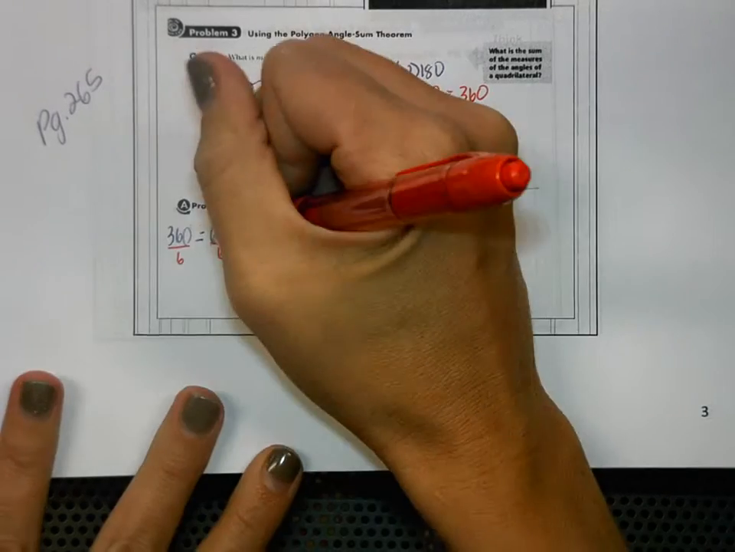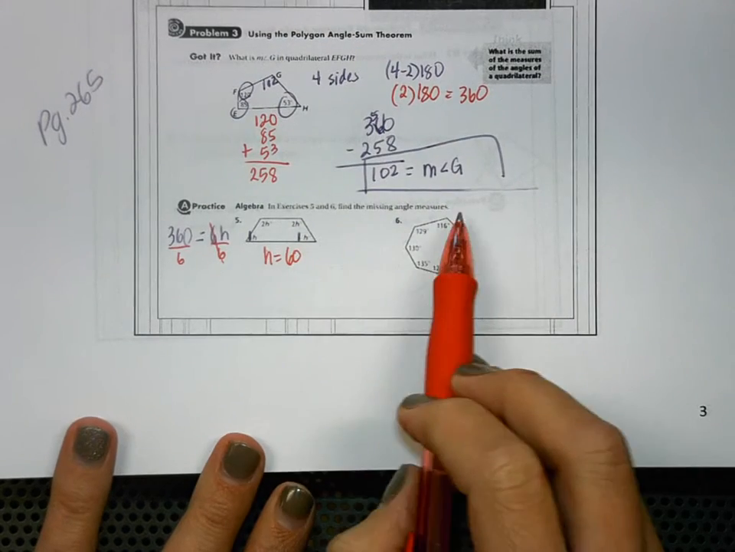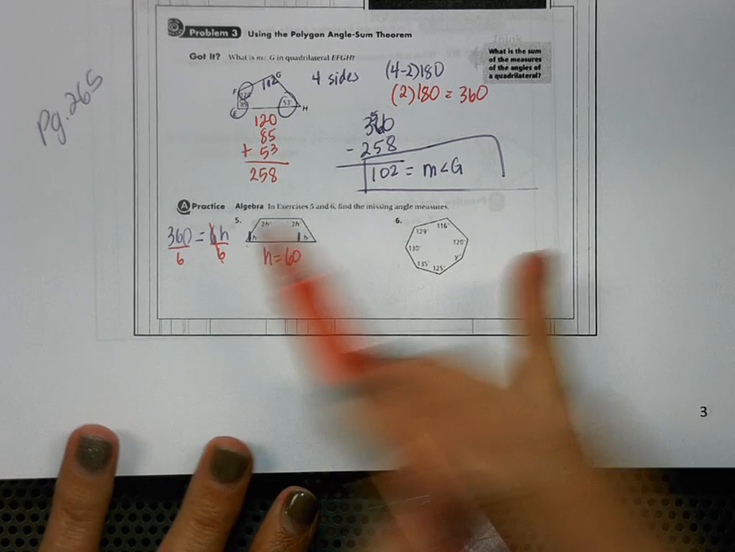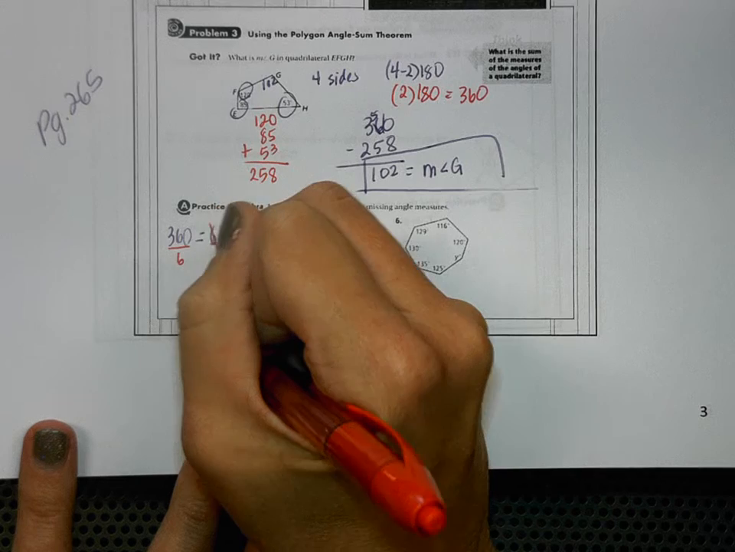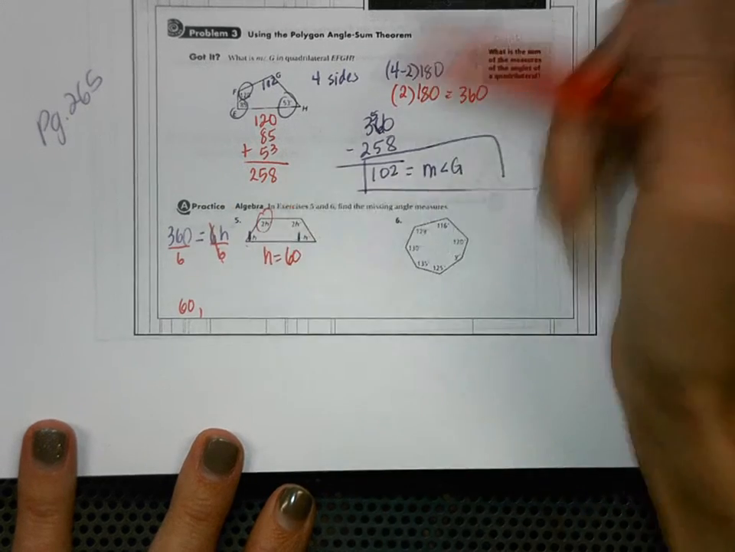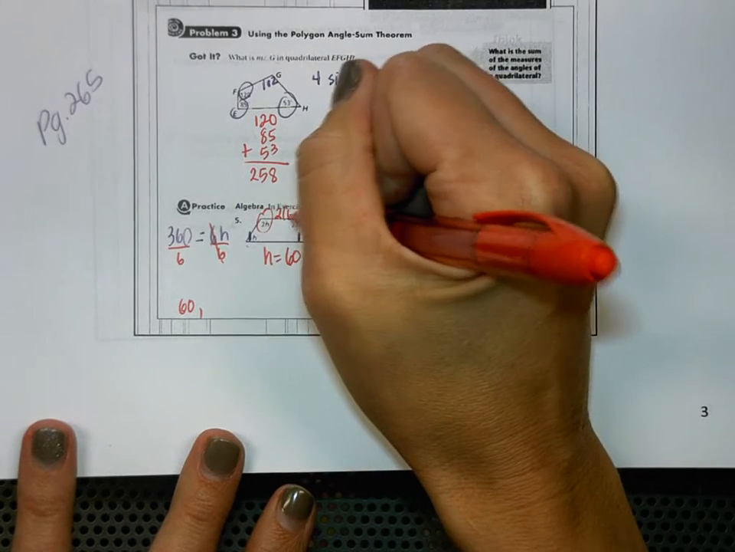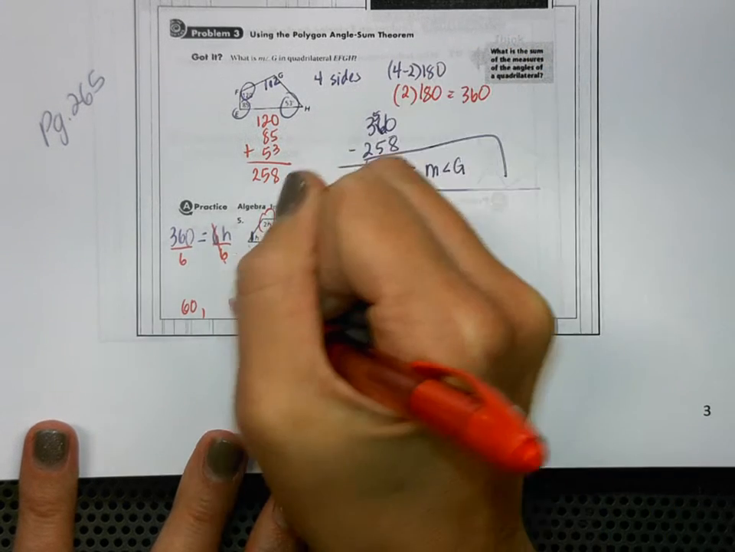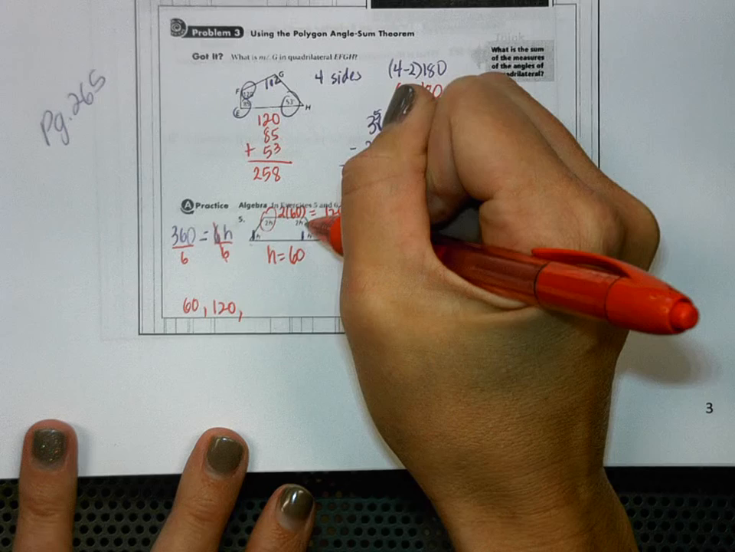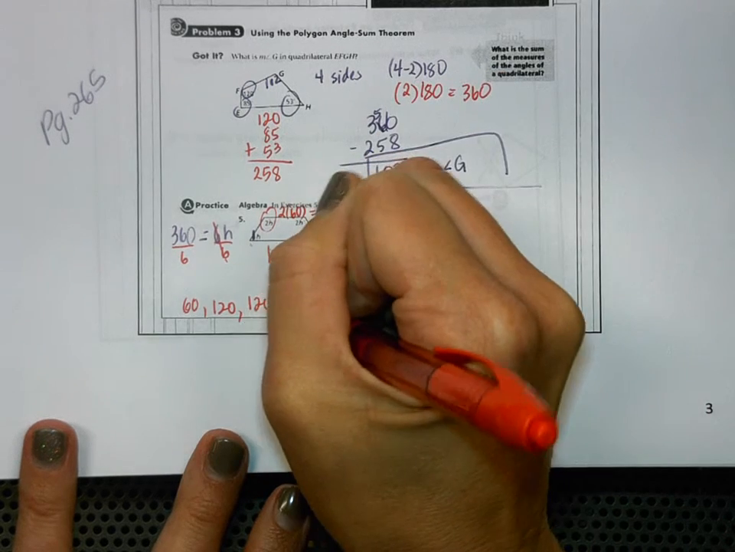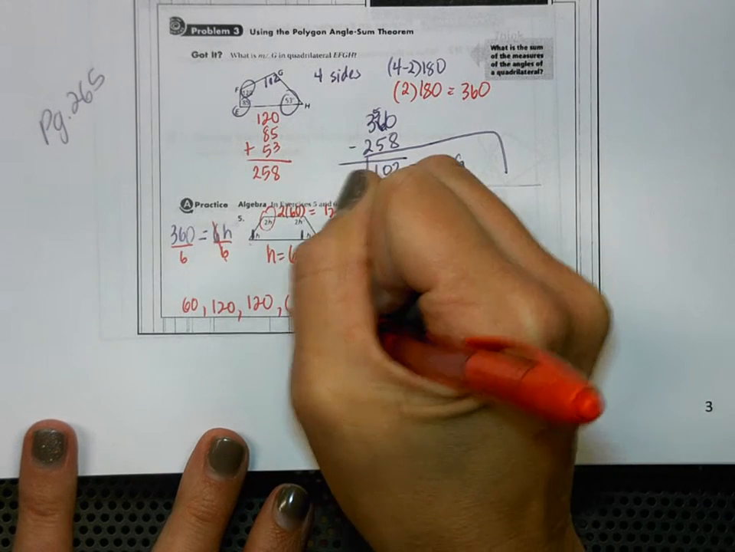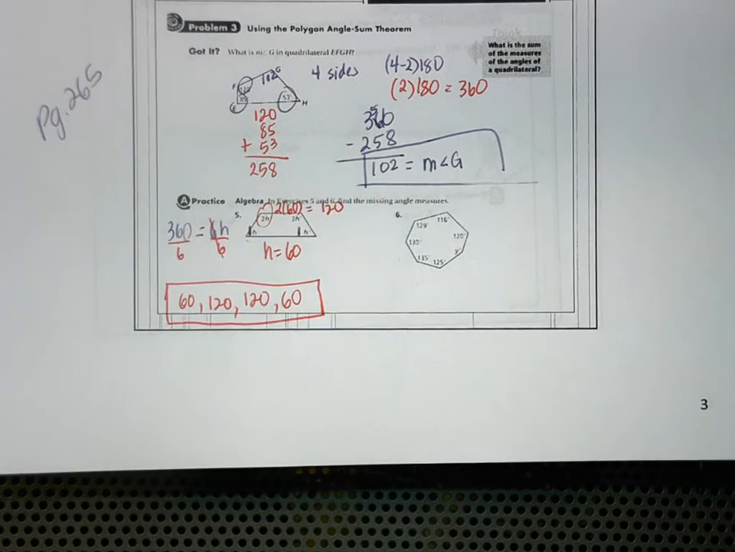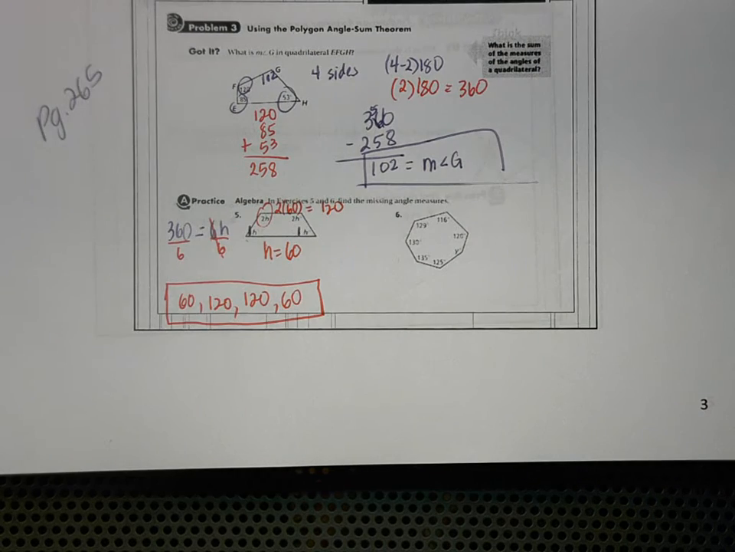Okay, now it says find the missing angle measures. Well, all of these we don't have the angle measure written. So for 1h, 1 times 60 is 60. For 2h, we would have to go 2 times 60. And what is 2 times 60? 120. So this 2h is 120. The other 2h is 120. And this h is 60. And how could I double check that I have the correct answers? Add them all up and they should equal 360.